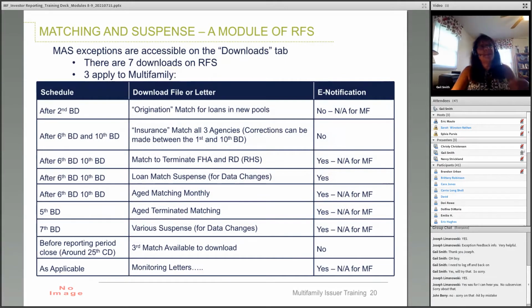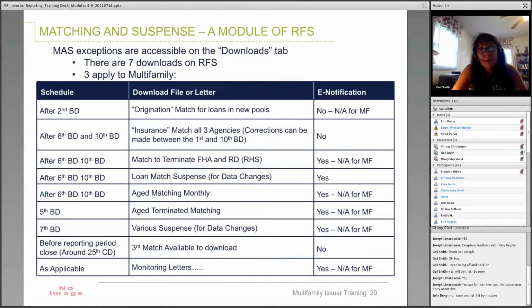Matching and suspense, again, the exceptions are accessible on the Downloads tab. We have 7 downloads that are available in RFS. 3 apply to multifamily. Again, insurance matching, which you would pull on the 6th and the 11th business day after we run matching. There is no e-notification.